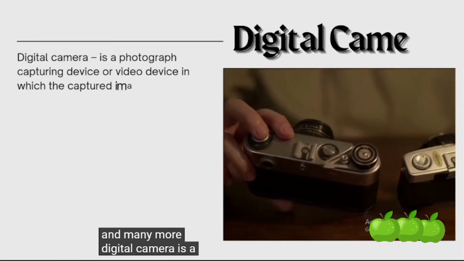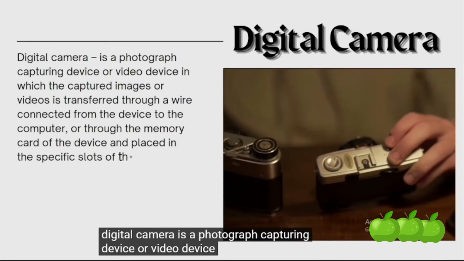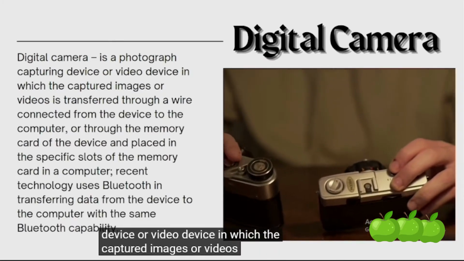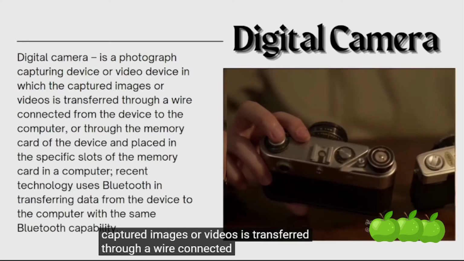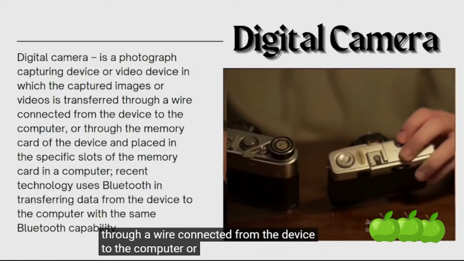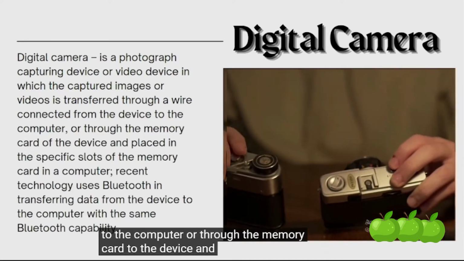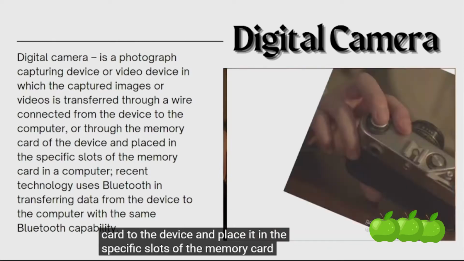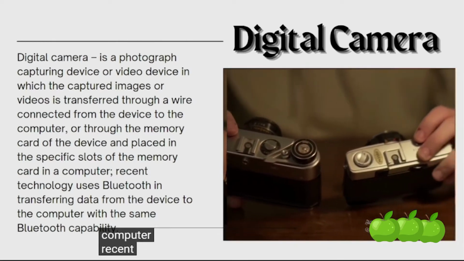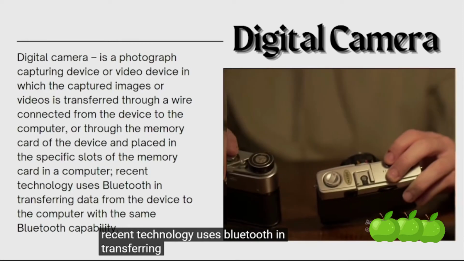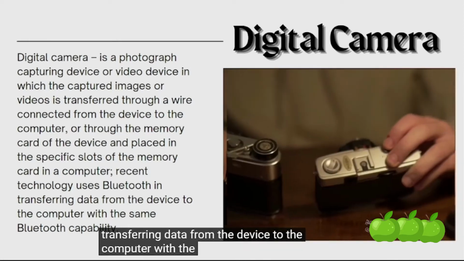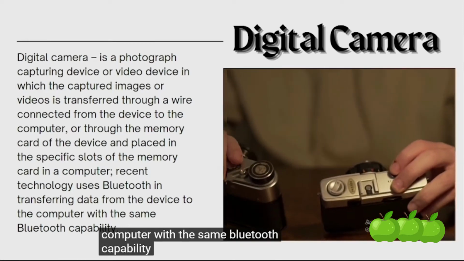A digital camera is a photograph capturing device or video device in which the captured images or videos are transferred through a wire connected from the device to the computer, or through the memory card of the device placed in the specific slots of the memory card in a computer. Recent technology uses Bluetooth in transferring data from the device to the computer with the same Bluetooth capability.